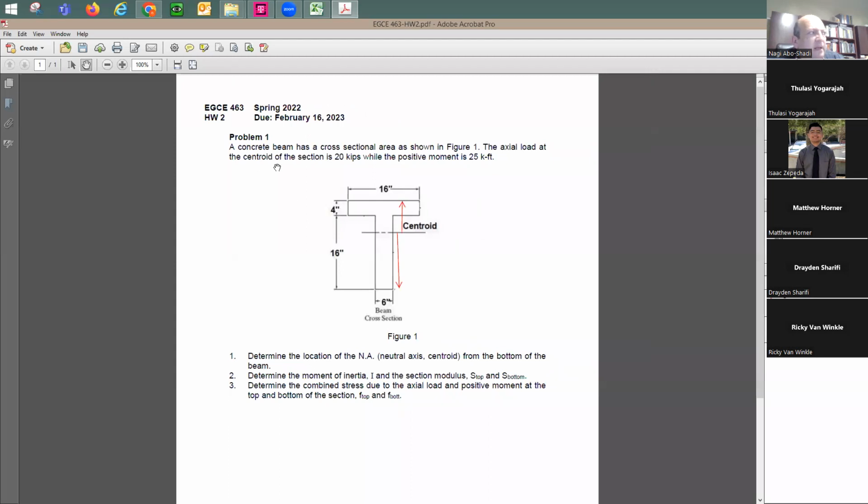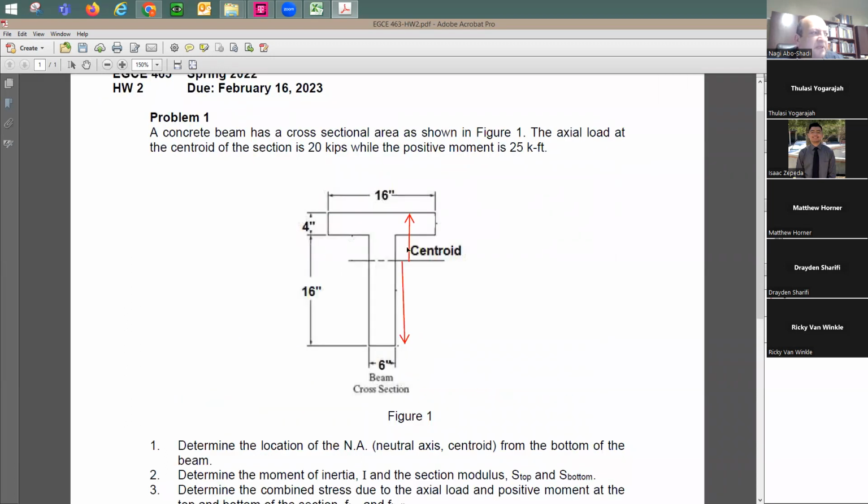It has an axial load in the centroid of 20 kips. What does it mean by that? I'm going to have a prestressing force here, which is 20 kips axial compression. The given moment here is 25 kip-foot.